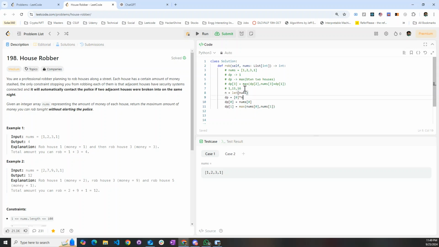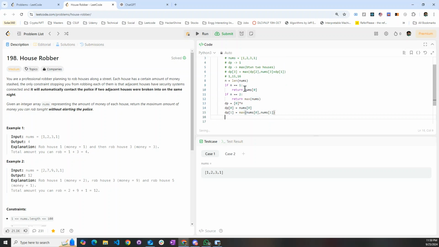Let's do the condition where if n equals 1, return nums of 0, and if n equals 2, simply return the max of nums of 0 and nums of 1, right? Now we iterate, right? So for i in range, we go from 2 to the length n, right? Now we fill the dp array.